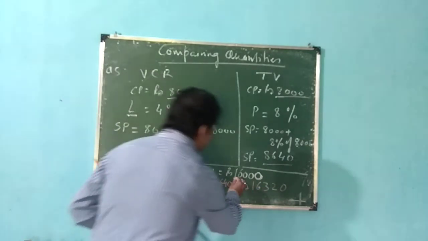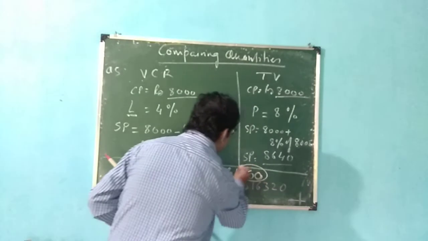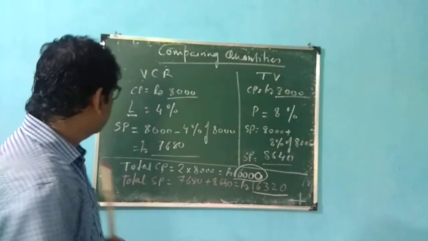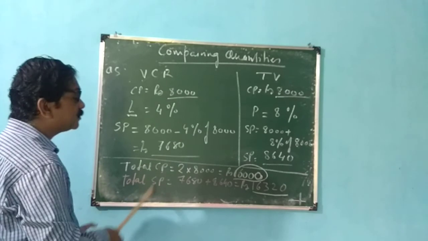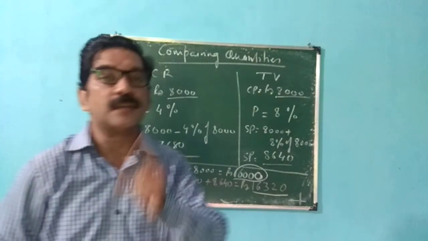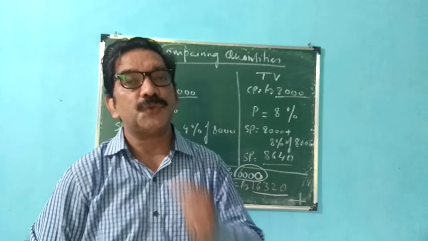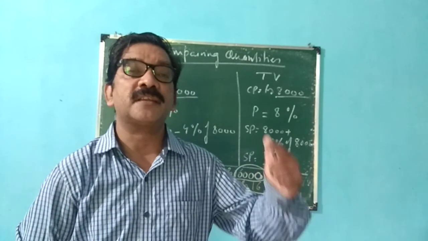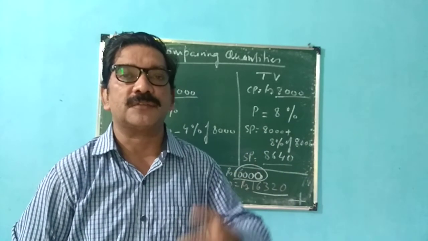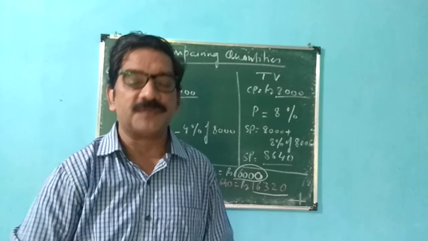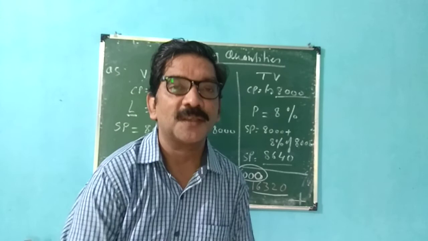Now you look at this figure and look at this figure. Now you decide whether CP is greater or SP is greater. If CP is greater, then loss. If SP is greater, then profit. The remaining part of the question you do yourself. You have to find out whether it was profit or loss, and by how much.